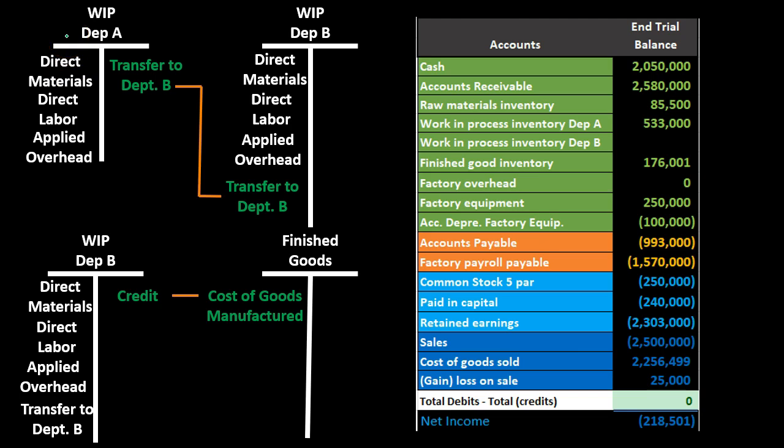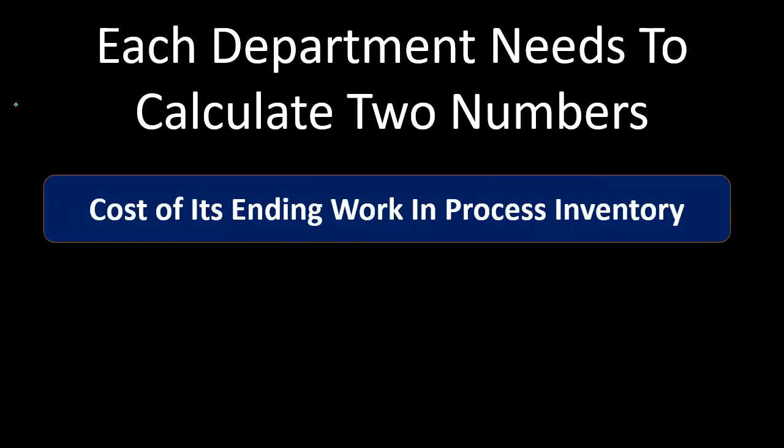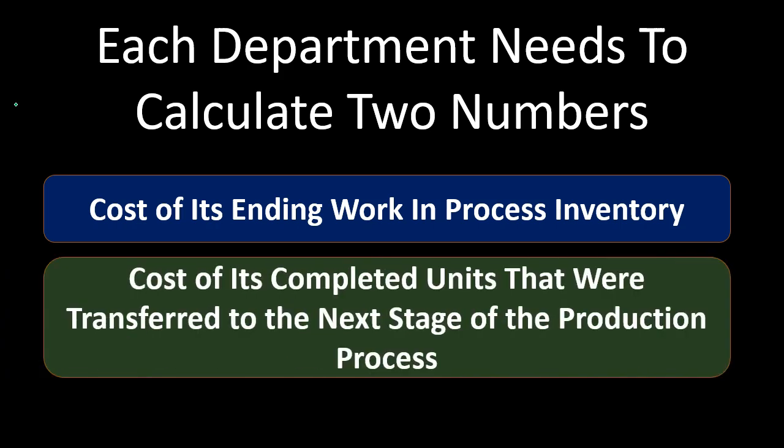Or in other words, each department, in our case Department A and Department B, has to calculate two numbers. One is the cost of its ending work in process inventory, what is still in the work in process at the end of the time period. In the case of Department A, with us making the candy, what is still in the work in process and not completed. And with regard to the packaging, what is still work in process and not moved out to ending inventory, and the cost of its completed units that were transferred to the next stage of the production process. We're going to have to figure this out, and it's not the easiest thing to figure out. It's not as straightforward because the units are not totally complete. So we're going to have to determine how much is going to be still in process, how much has been transferred out in each department.